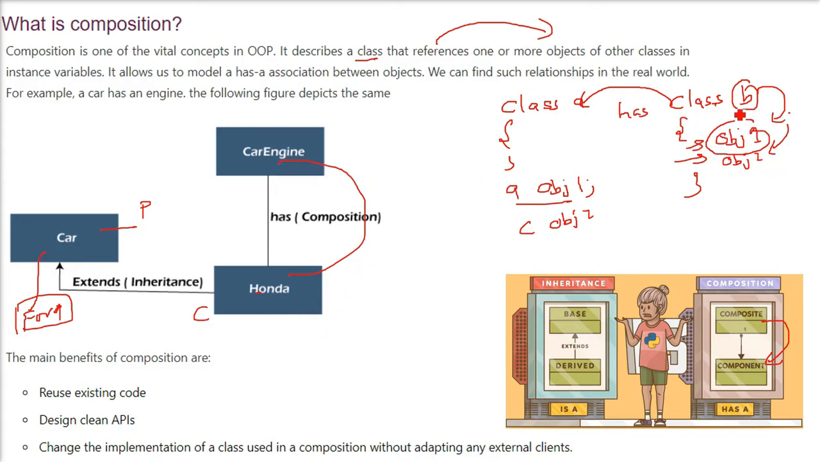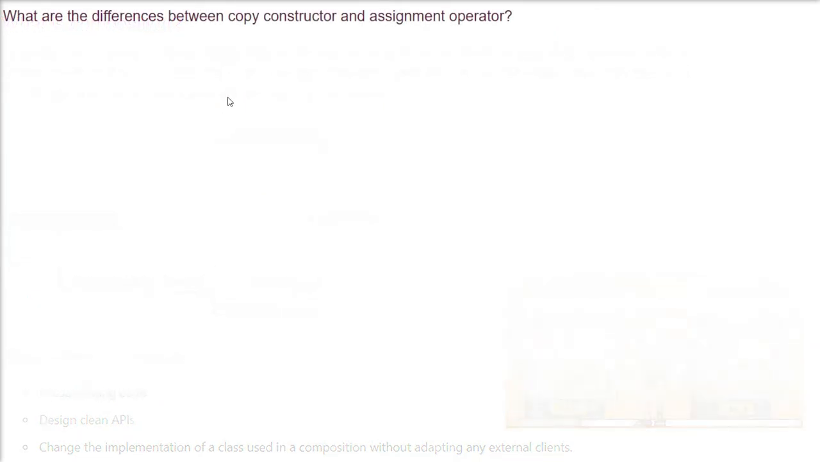This is the composition. Normally it won't be asked of beginners, but for advanced or experienced C++ and object-oriented programming people, this composition is a very important concept. And this will always be asked if you are going for an experienced interview. The benefits of composition are reusing the existing code, designing clean APIs, and changing the implementation of the class used in composition without adapting any external clients.